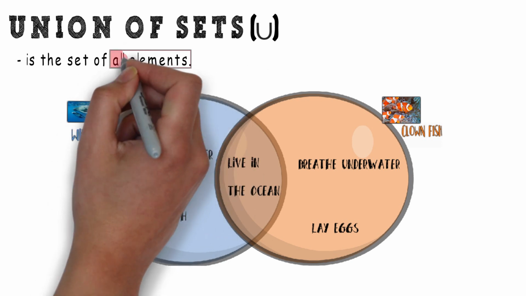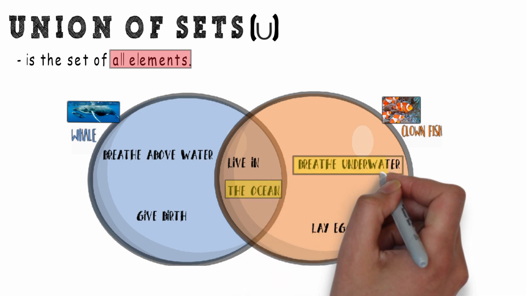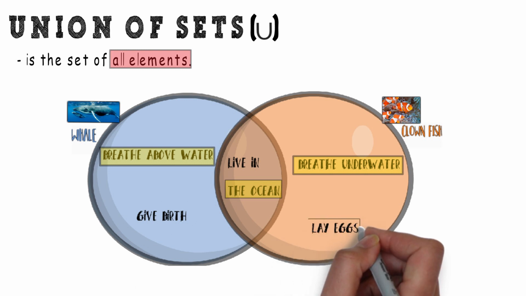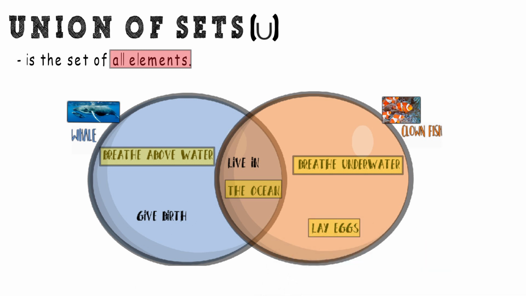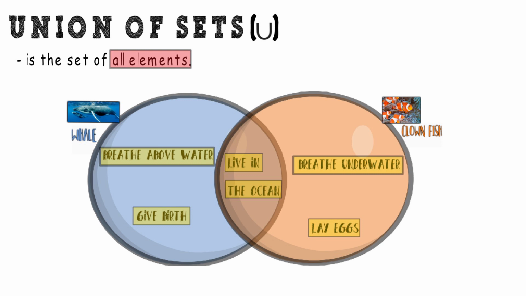So therefore, if we are asked what is the union of our whale and clownfish, then that would be all of the elements. So the union of our set whale and set clownfish would be all of the elements. So we have breathe above water, give birth, live in the ocean, breathe underwater, and lay eggs. And that would be the union of our sets.